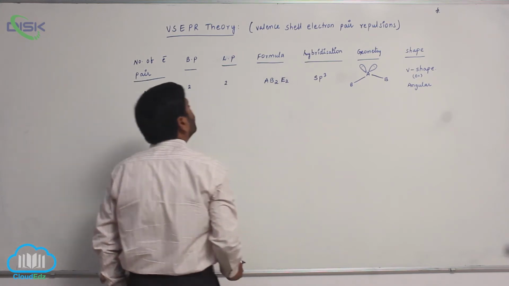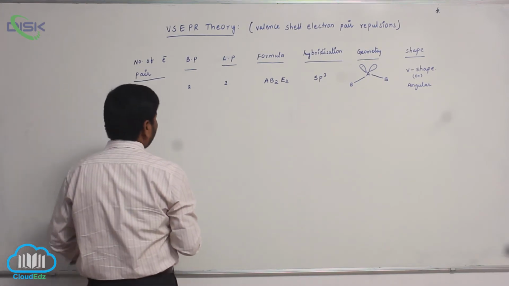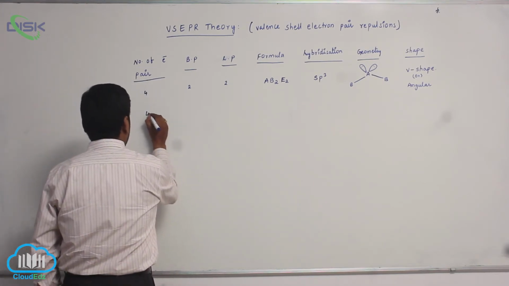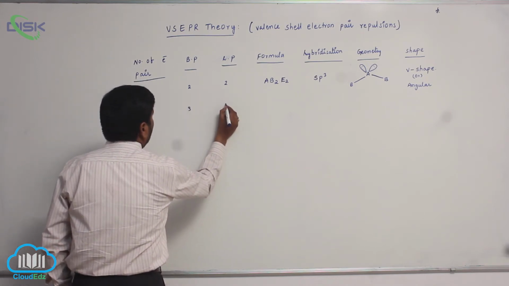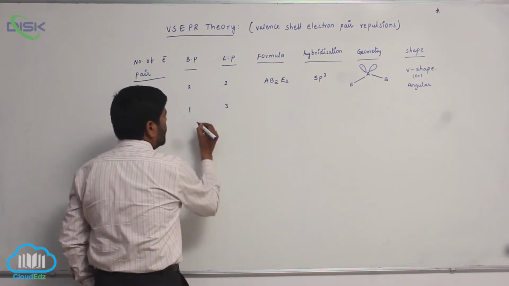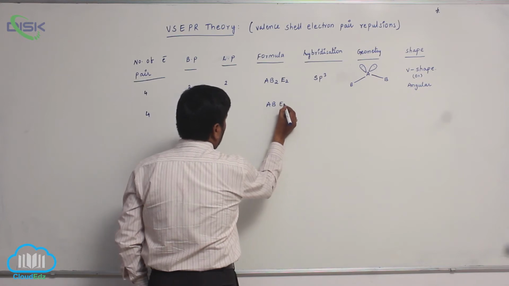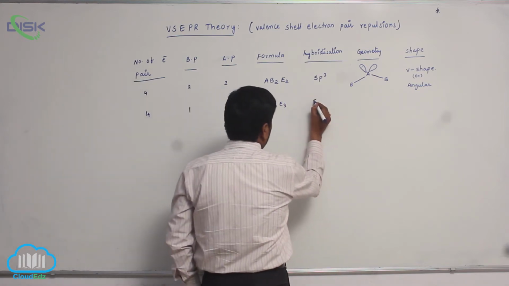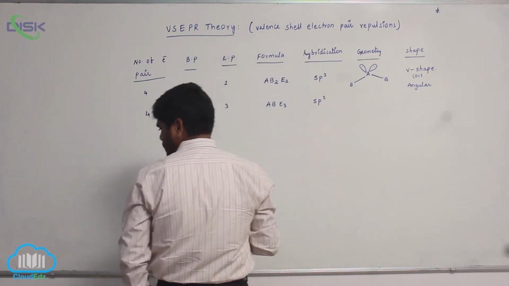AB2E2. The next one is 4, 3. This is 1, this is 3. AB, E3 type. Hybridization is sp3 hybridization.